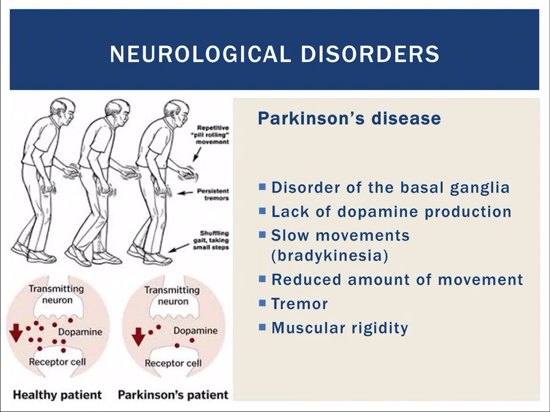Now, Parkinson's disease is often recognized by slow movements, which is referred to as bradykinesia, reduced amounts of movement, tremor, which we all know, and muscular rigidity. Now, interestingly, there are some really advanced interventions that have been used to try and help Parkinsonian patients. So what happens to a Parkinsonian patient is that sometimes their ability to control voluntary movement gets overwhelmed in such a way that they freeze, right?